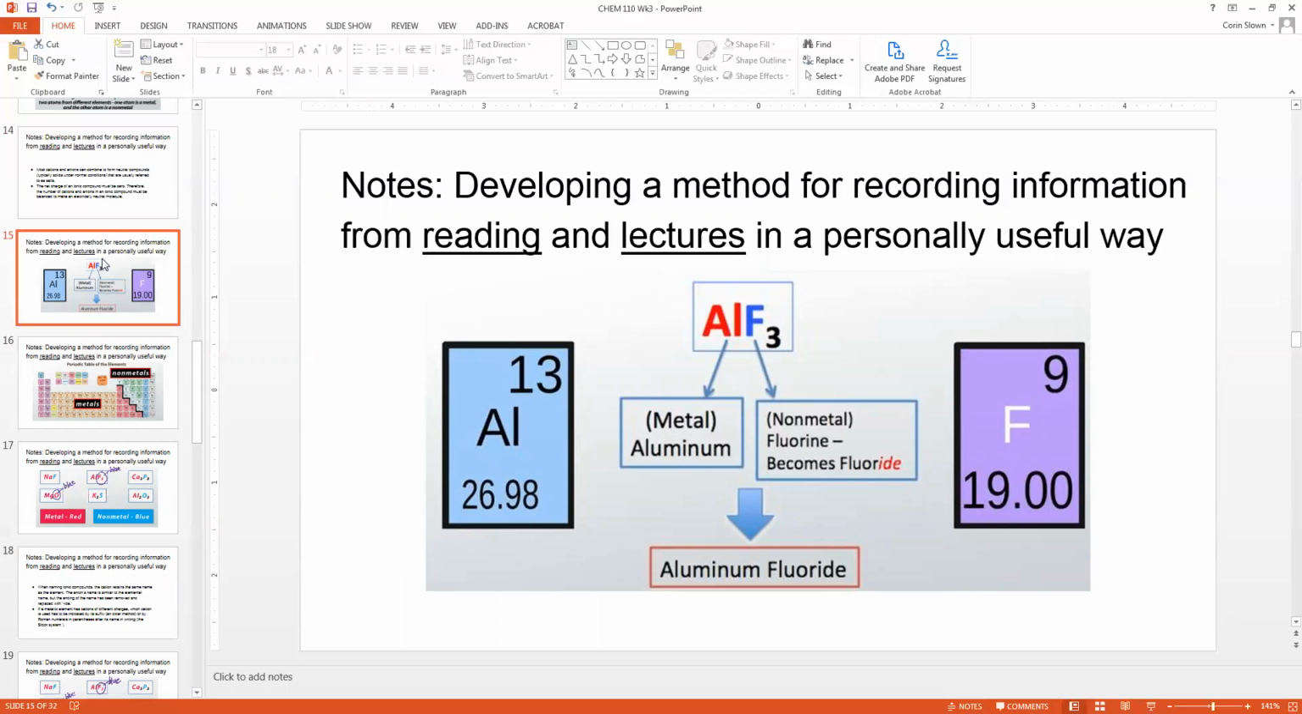So aluminum metal has a charge of +3, and fluorine, which becomes fluoride because it gains an electron to become an anion, has a -1 charge. And so if I think about this, in order to cancel out the +3 of my aluminum, I actually need 3 of my fluoride ions so that my +3 is canceled by a -3. And that's how I get a net neutral compound, aluminum fluoride.